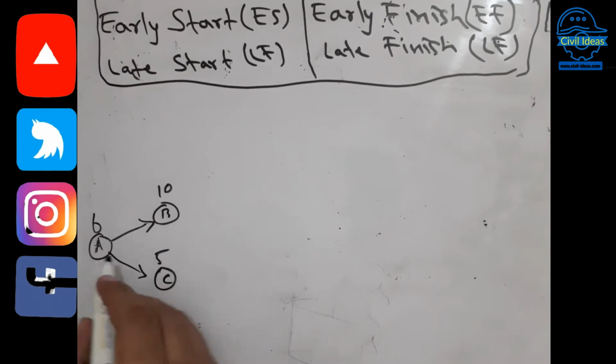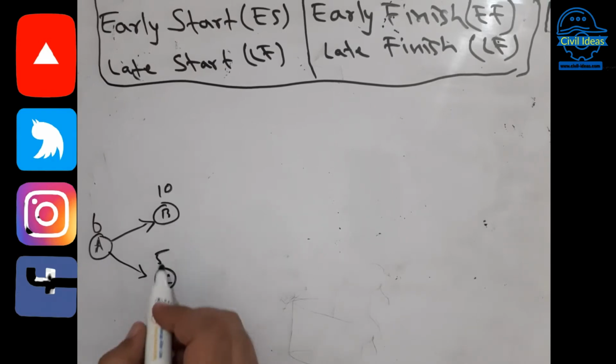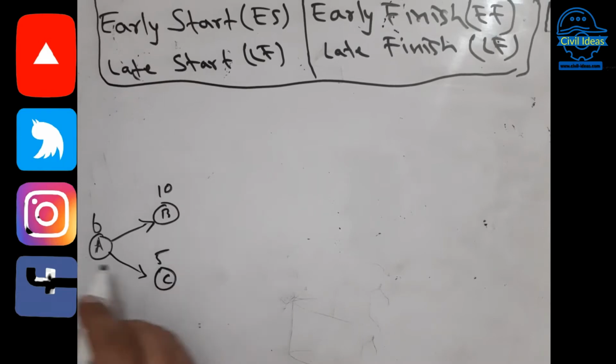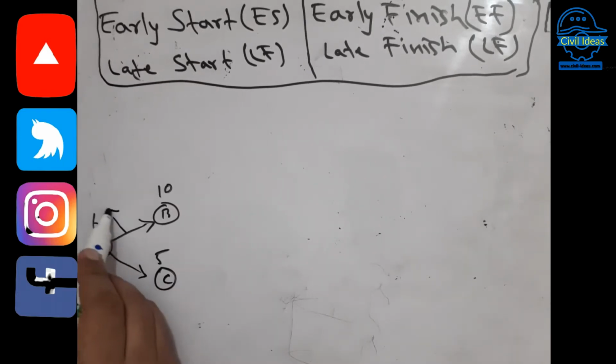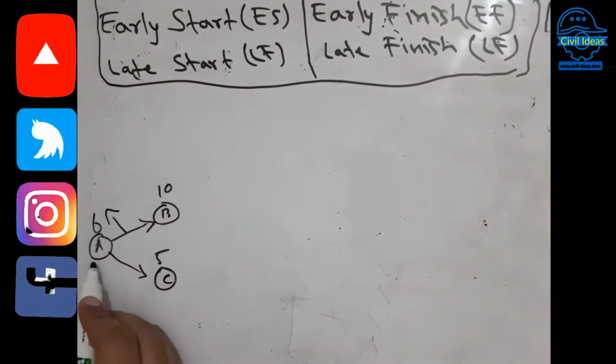So these are the activities. You can name these activities, like this is excavation, and this is brickwork, and this is the foundation, and all these types you can name. So these are the activities, like 6 days it will take, and these are the events.